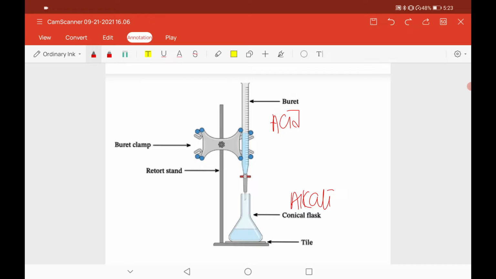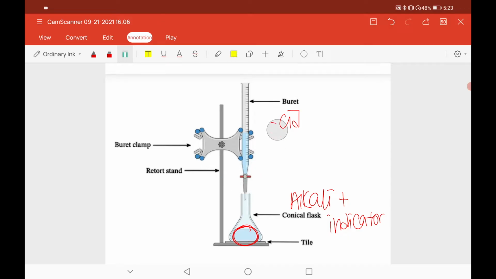Remember, when we do titration, we need somebody to help us. This somebody is called an indicator. Why do we need an indicator? Because without an indicator, everything is colorless. The acid is colorless, the alkali is colorless, and the salt and water are colorless. So we don't know when we should stop the titration. When we put in an indicator, we know we should stop the titration when the indicator changes color.